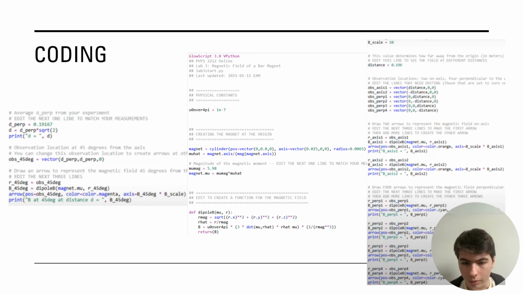And then to get the 6 points, we did distance, 0, 0, minus distance, 0, 0, 0, distance, 0, etc., all in the XYZ, all positive and negative. That gives us 6. And then we went along with calculating the field for each place, as well as putting the arrow on each place. That's what's down there. And then through calculating this, you can get a d perp of 0.19167. That's over there on the left-hand side, which is after the right-hand side.